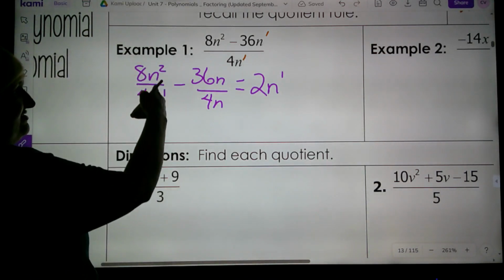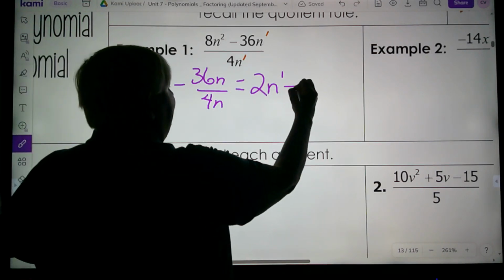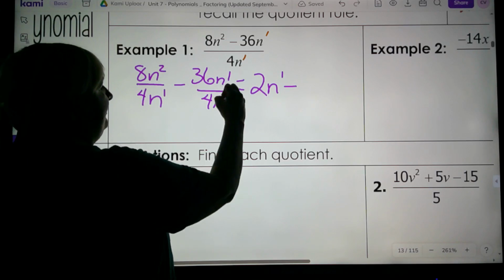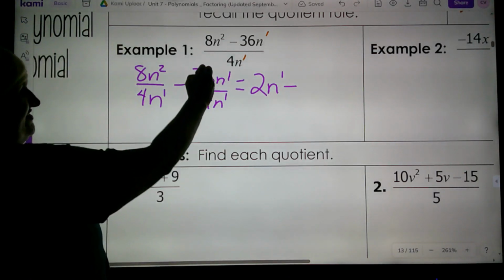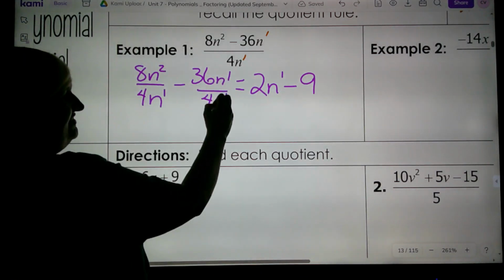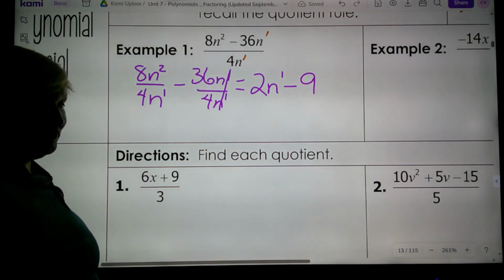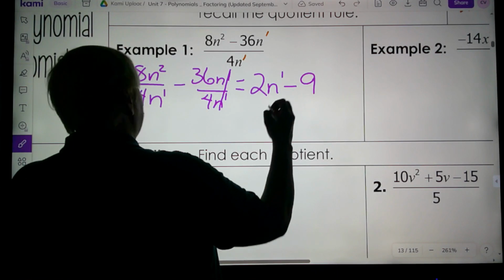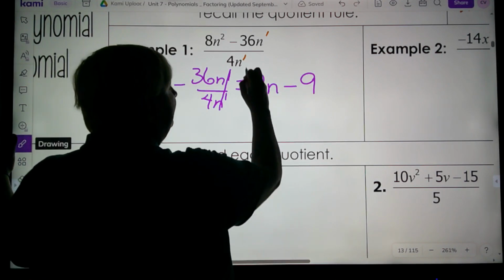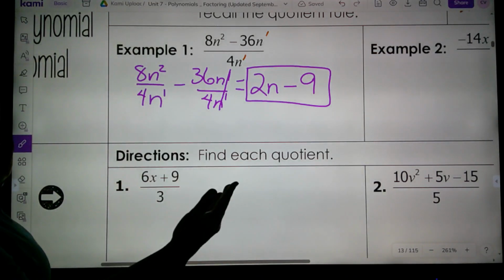You have two n's, you subtract 1n, and you're left with 1n. And then 36 divided by 4 is 9. n to the first minus n to the first is 0. They cancel. That's why they cancel each other out. You're left with 2n minus 9. And because they're not like terms, that's as far as you can go.